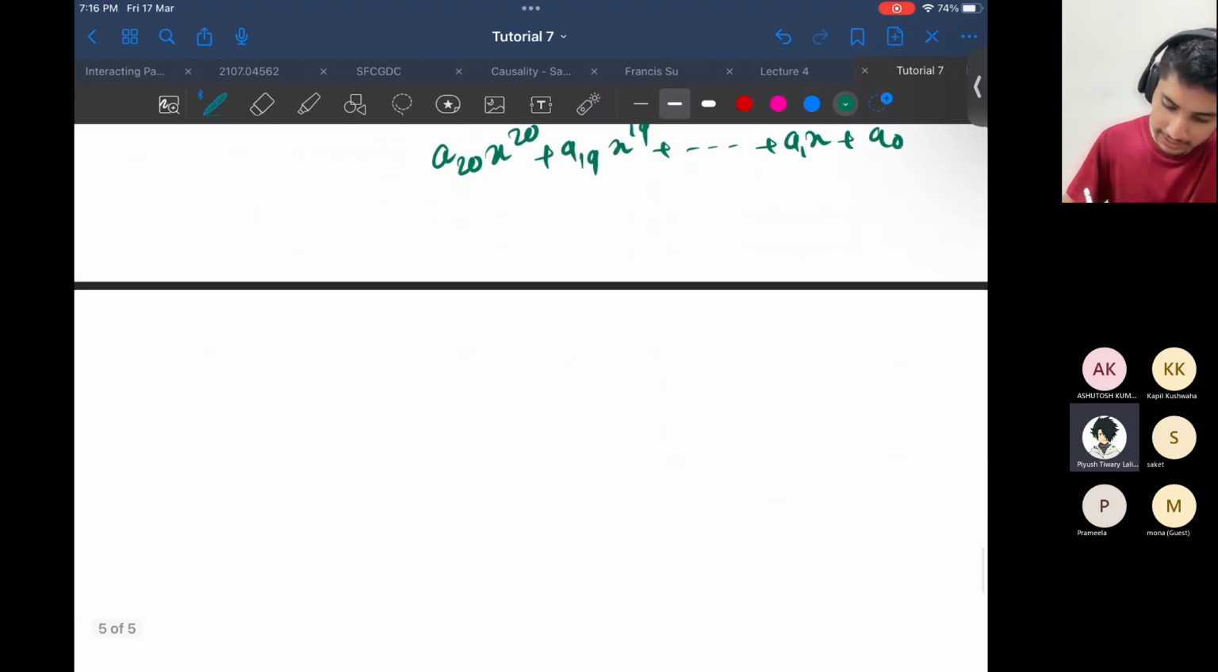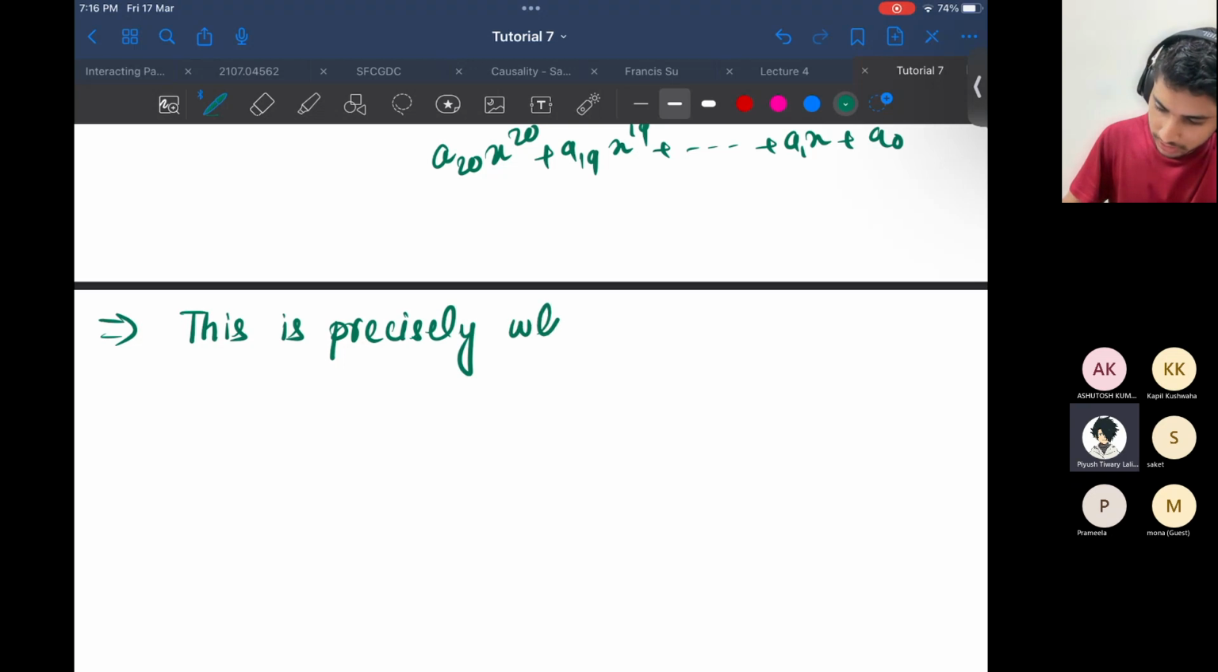The next point is, this is precisely what regularization does.